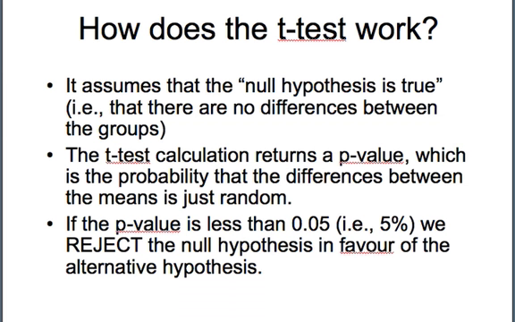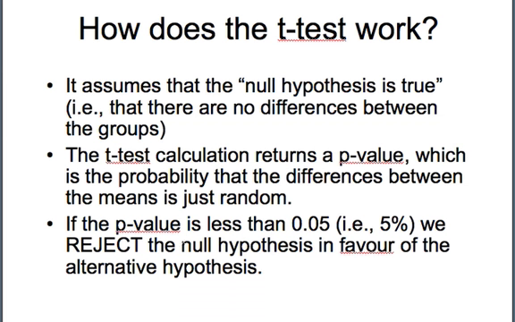The t-test first assumes that the null hypothesis is true. That is, that there are no differences between the two groups. And it then calculates what we call a p-value, which is the probability that the differences between the two means are just random noise. In other words, given the distribution of data that we've collected and the differences between the means, what are the odds that the differences that we see are just randomness?